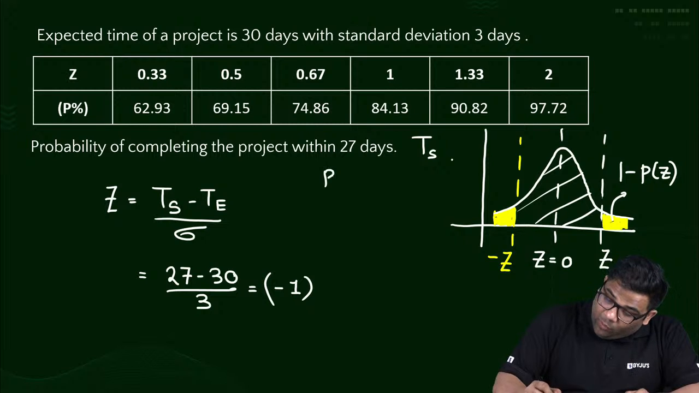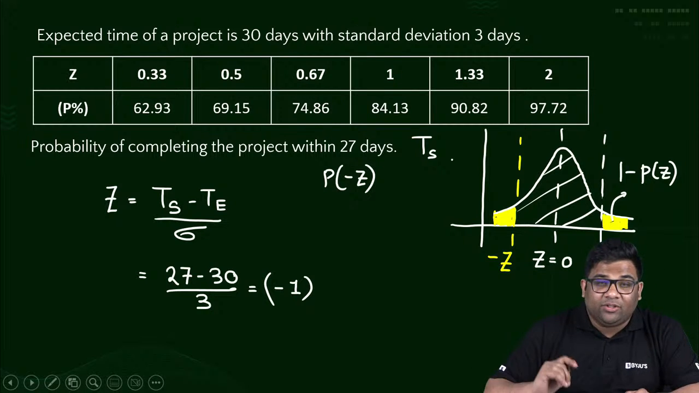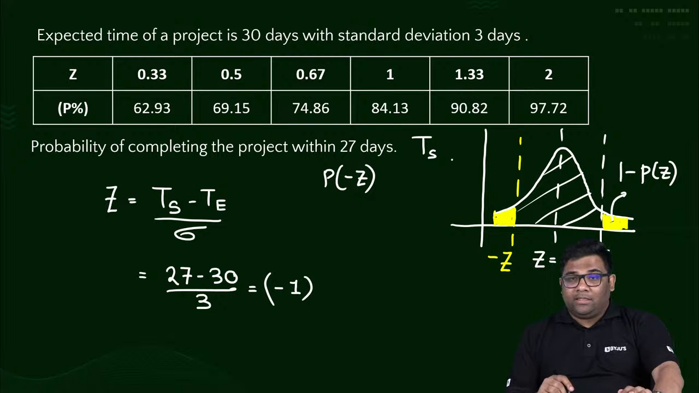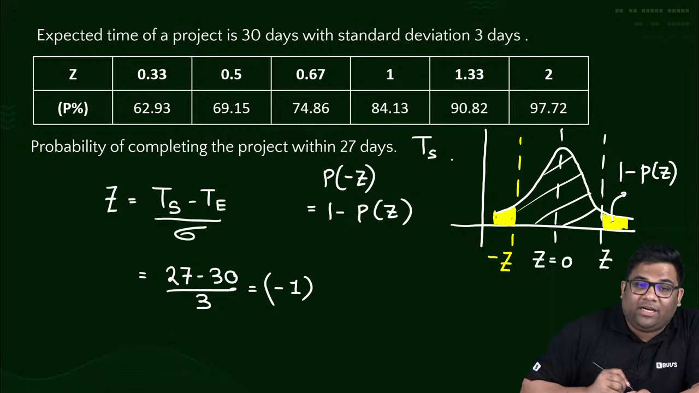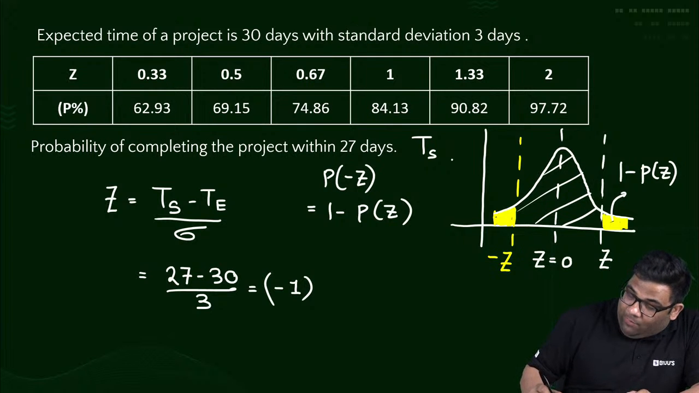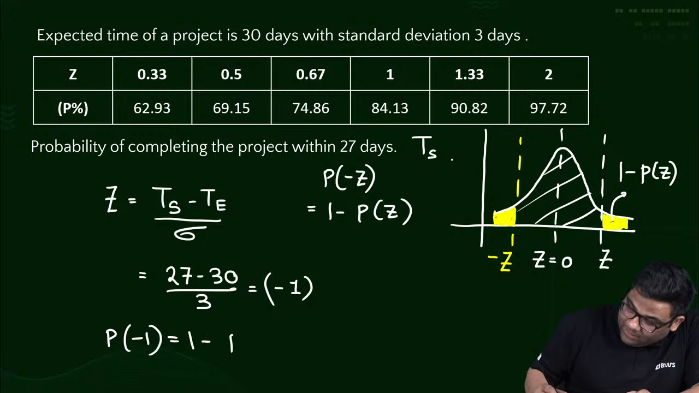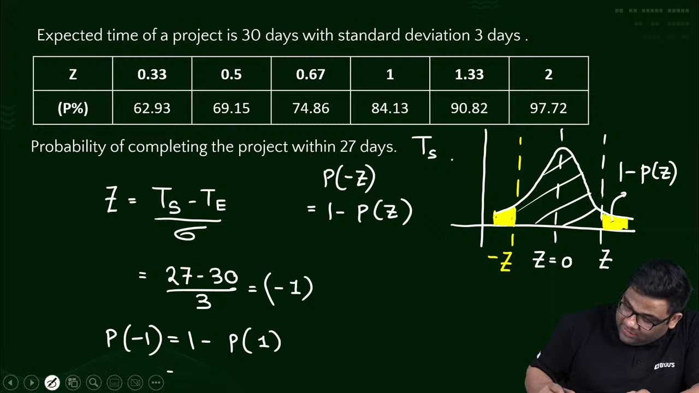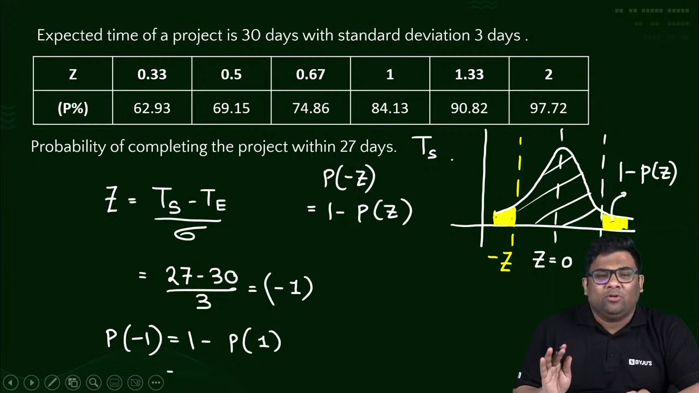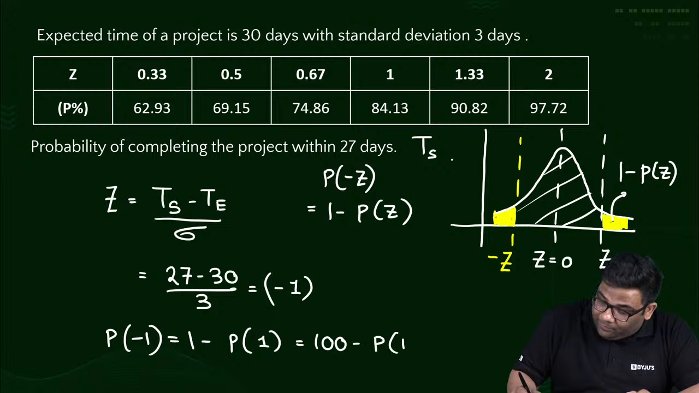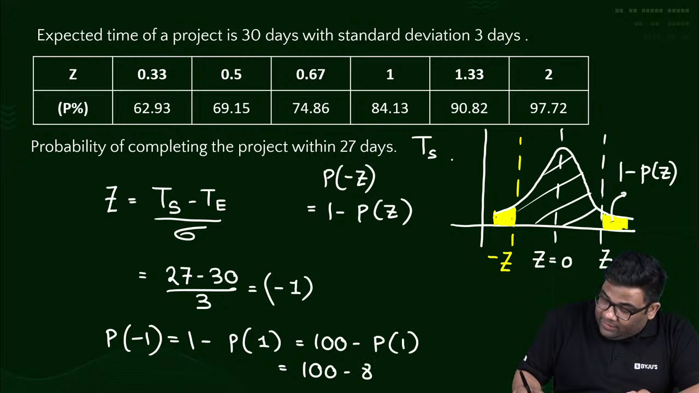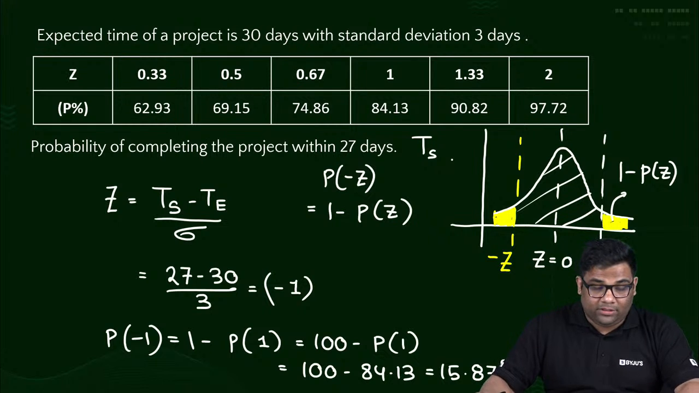So remember this: for the standard variate distribution, the probability of minus Z is 1 minus probability of plus Z. Understood this, everyone? So now, the probability of minus 1 will be 1 minus the probability of plus 1. In decimal it is 1, or in percentage you can take 100. So 100 minus the probability of 1, that is 100 minus 84.13, which is 15.87. Everybody understood this thing? Very important. Now solve this question then.